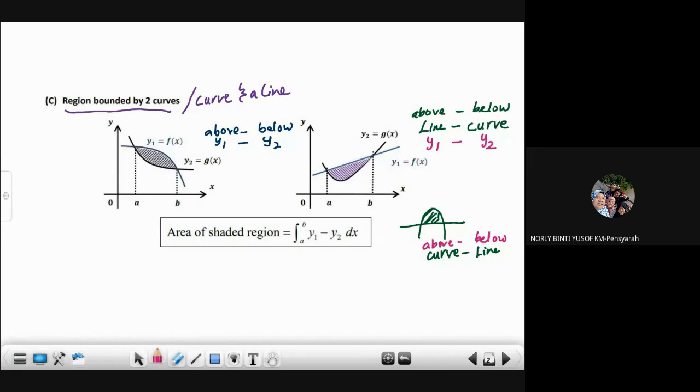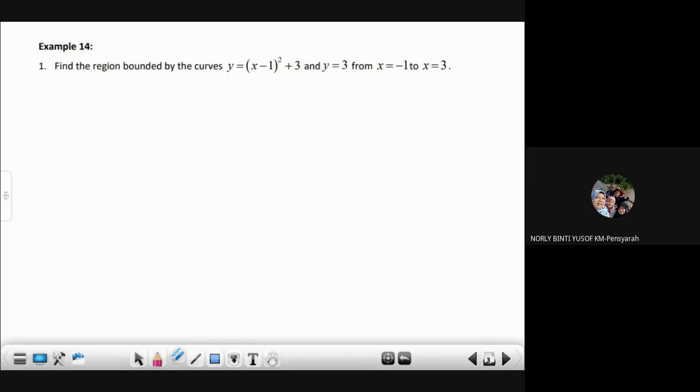Okay, so sebab itulah dapat the area shaded region, cuma you ada dalam integral tu operation of minus between the two function. Ini je lah tambahan. Tapi still integrate of definite integral. Ada upper and lower limit lah. Okay, so kita tengok pada example.